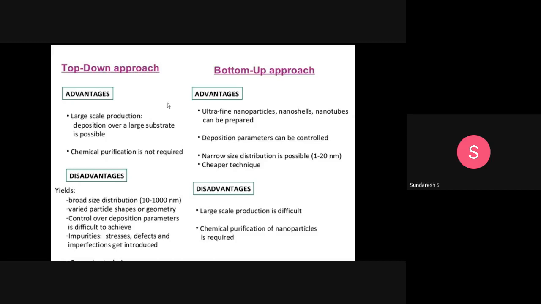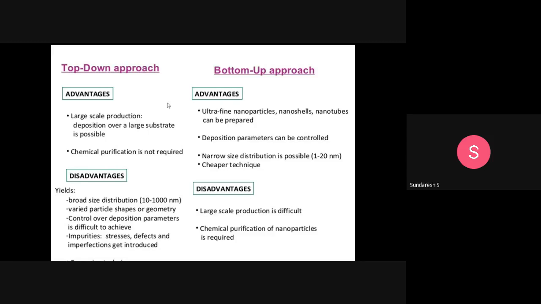So it's not possible. While you are using the top-down approach, it's not easy to control the deposition parameters. Impurities, stresses, defects, and imperfections get introduced. So there is a possibility of inclusion of foreign material, what we call impurities, and of course it can have stresses. Defects are the most important thing we can observe in the top-down approach, and imperfections, and it is an expensive technique. So the top-down approach is a little bit expensive. So these are the advantages and disadvantages of the top-down approach.